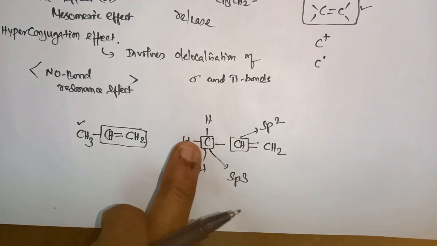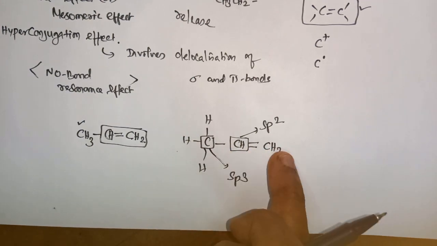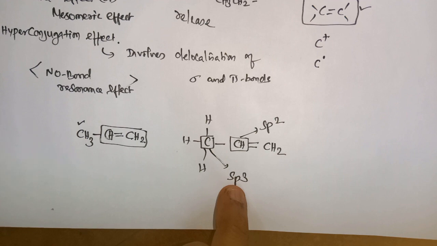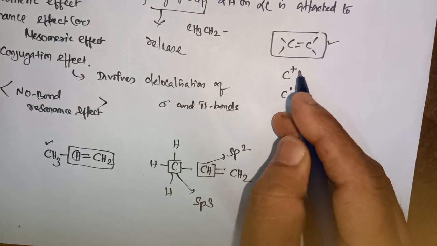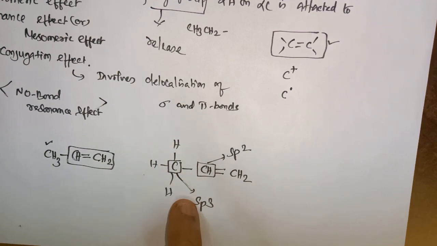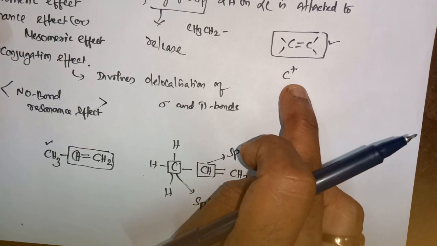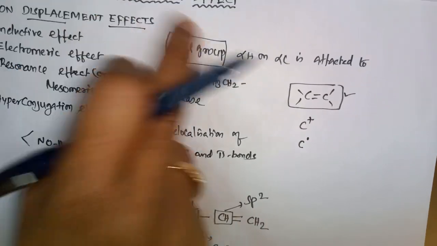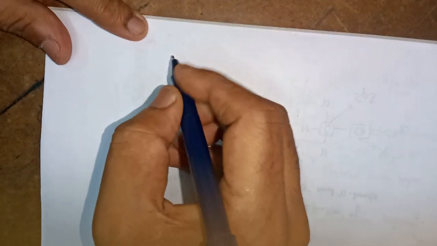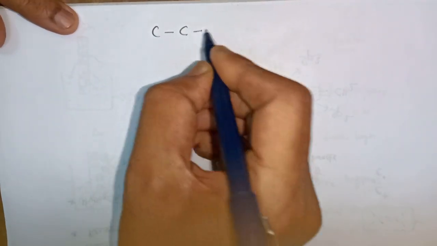When an sp3 hybridized carbon is attached to a carbon double bond, or to a carbon having positive charge, or to a free radical, carbon dot, that is one electron, what will happen? The hyperconjugation effect will happen. Then I draw the structure. What example do I take here? I take propene as an example. What is called propene? This is called propene.